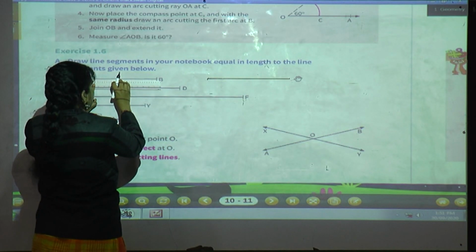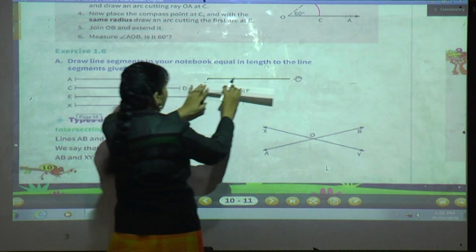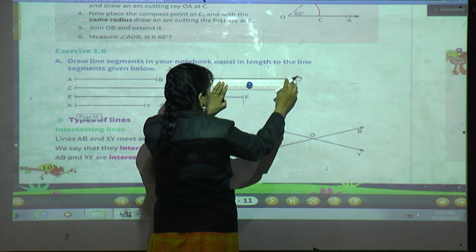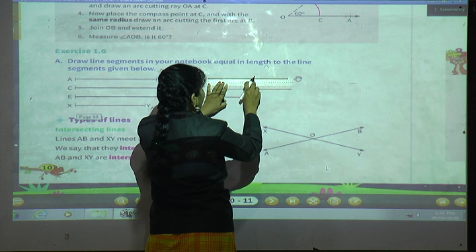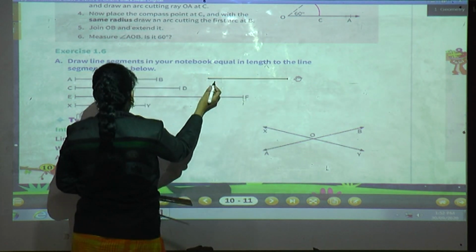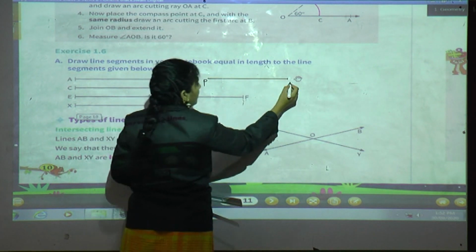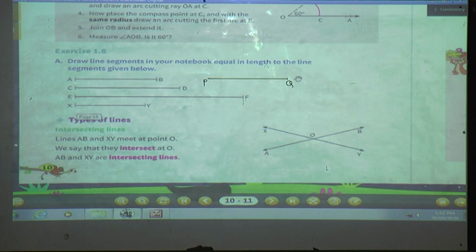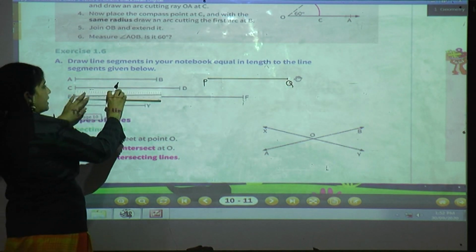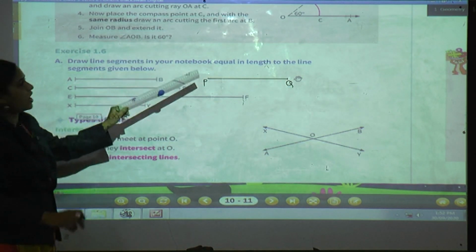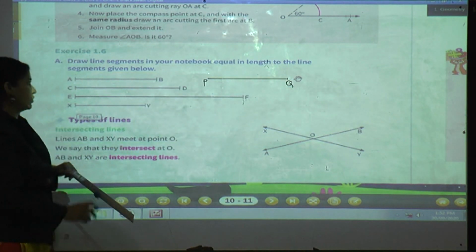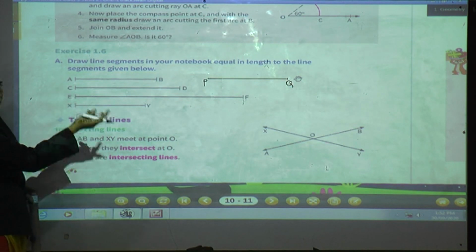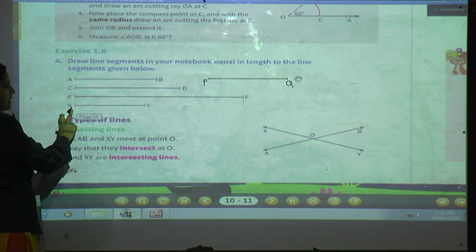See, here my measurement is different and in your textbook it will be different. Here it is 36 centimeter, but in your textbook it will be different. So draw it, name it PQ. Again, same procedure: measure segment CD and draw another segment in your notebook. Again measure segment EF and draw it. Even XY also the same.